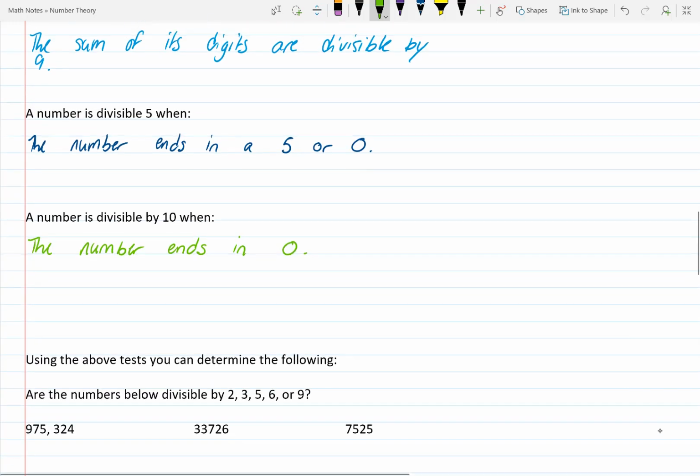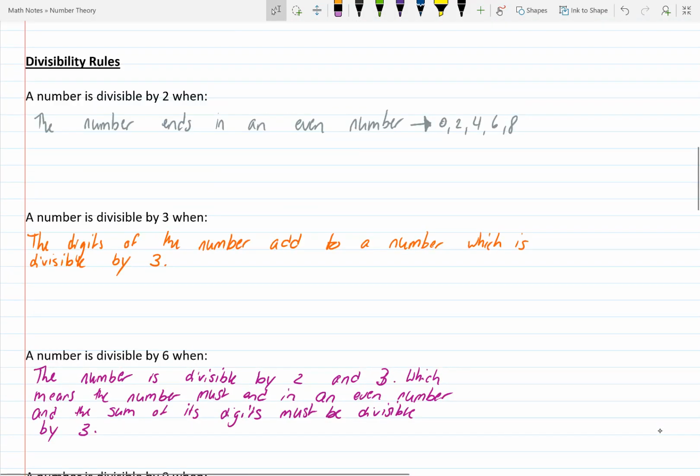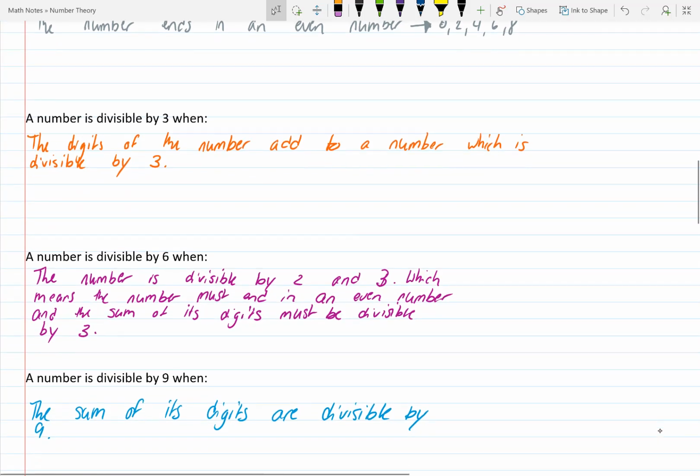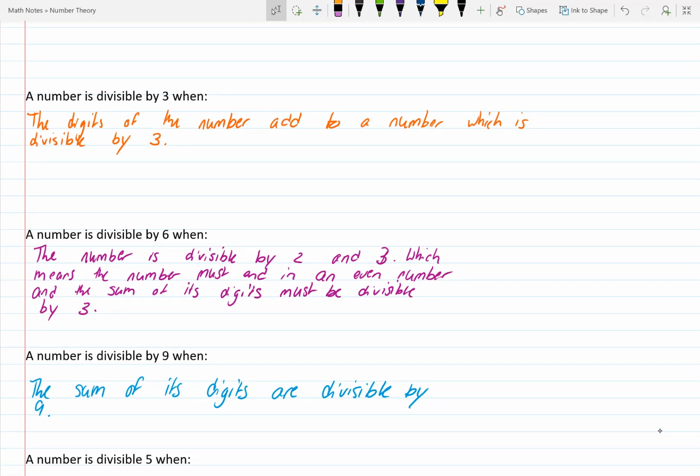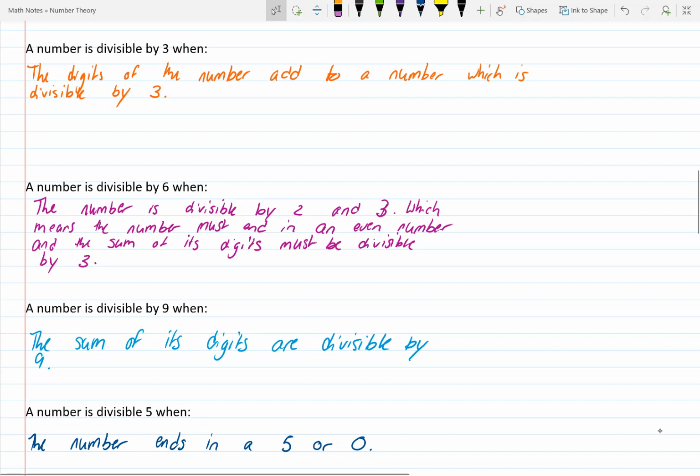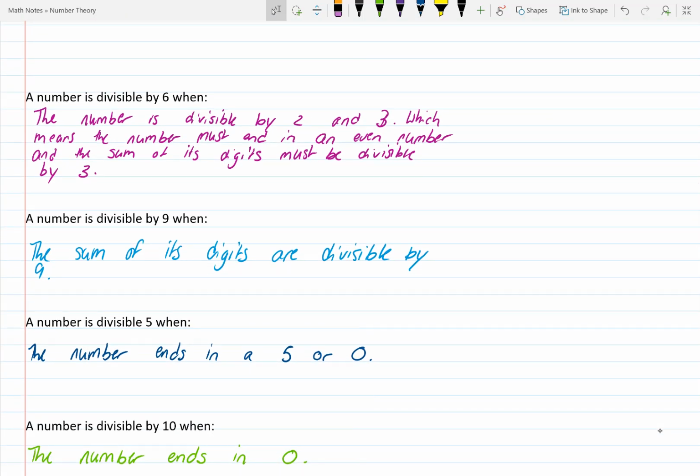ends in an even number, 0, 2, 4, 6, or 8. A number is divisible by 3 when the digits of the number add to a number which is divisible by 3. Or another way of putting that is the sum of its digits is divisible by 3. A number is divisible by 6 when the number is divisible by 2 and 3, which means the number must end in an even number, and the sum of its digits must be divisible by 3. A number is divisible by 9 when the sum of its digits are divisible by 9. A number is divisible by 5 when the number ends in 5 or 0. A number is divisible by 10 when the number ends in 0.